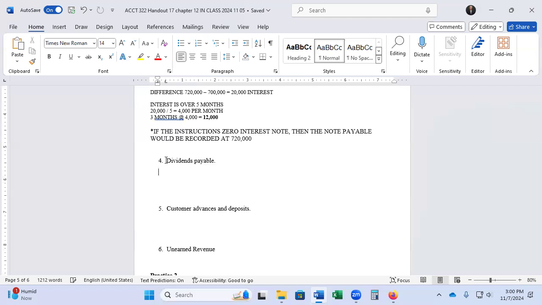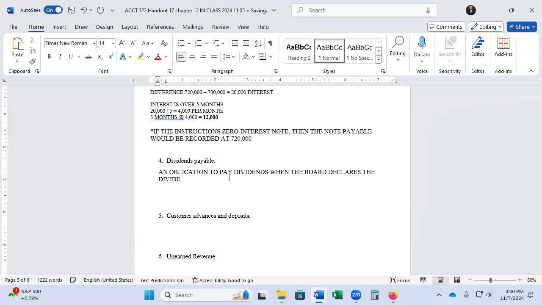Okay, we're just going to talk about some of the other liabilities that you'll come into and see. So what are dividends payable? An obligation to pay dividends. When the board declares the dividend: debit retained earnings, credit dividend payable.